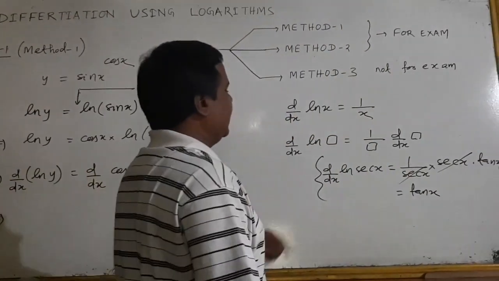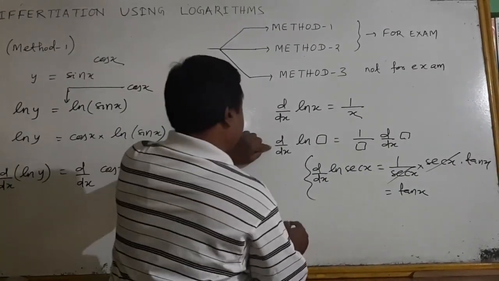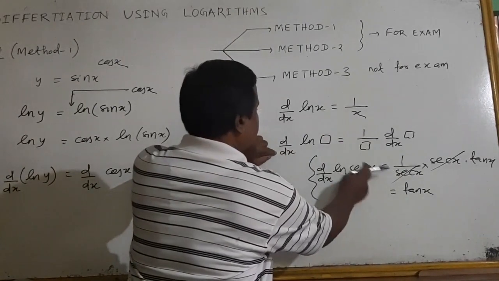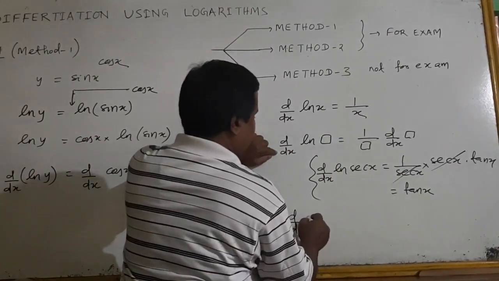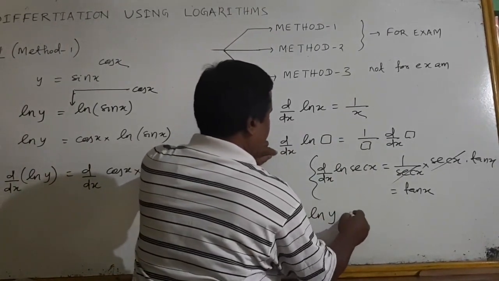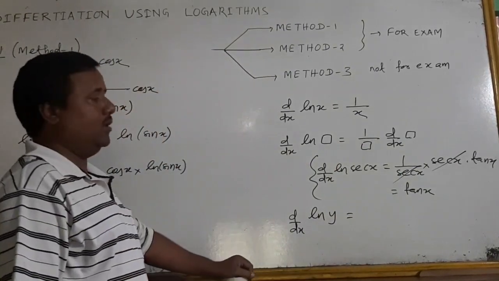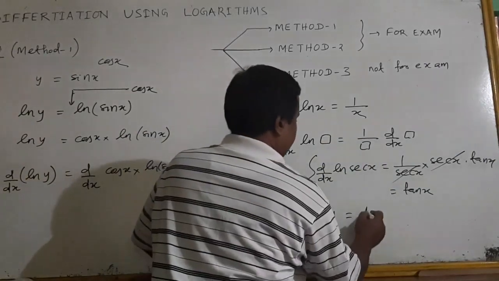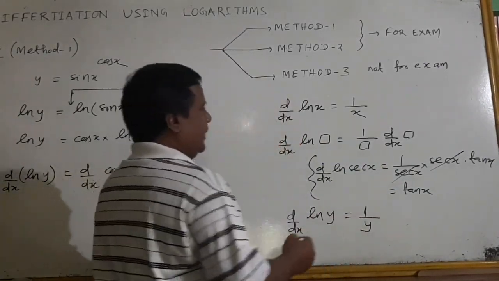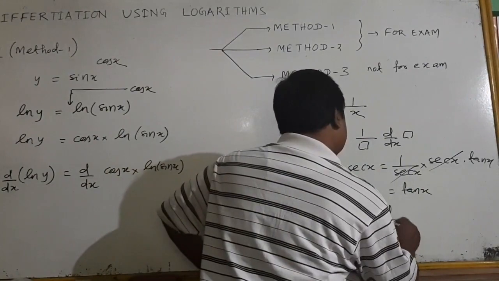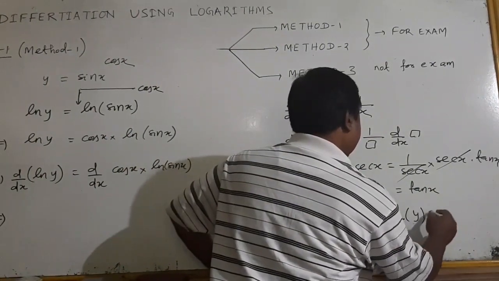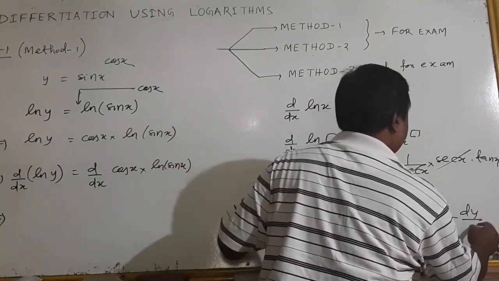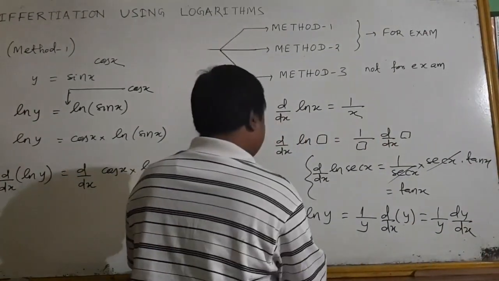You know it. Now I am telling you another thing. Here the variable is x, and the function is also in x. Now I am telling you about ln y. What will happen? Look at me. It is different from all the others. It is 1 by y into d by dx of that y. It becomes 1 by y into dy by dx. You should mark this thing.